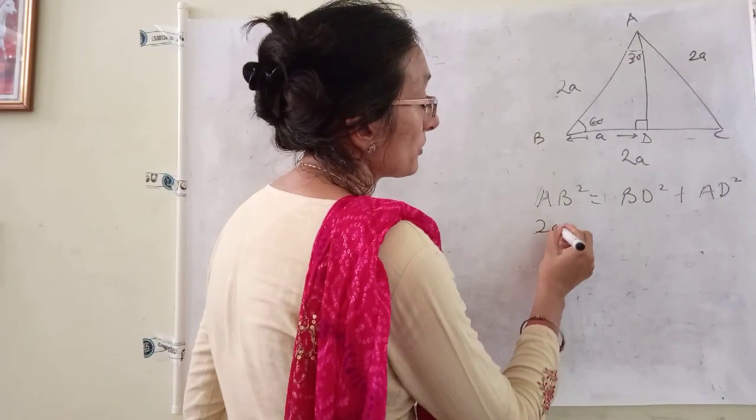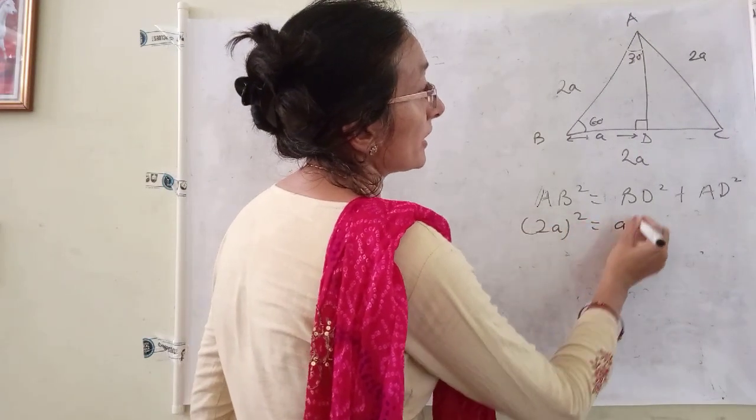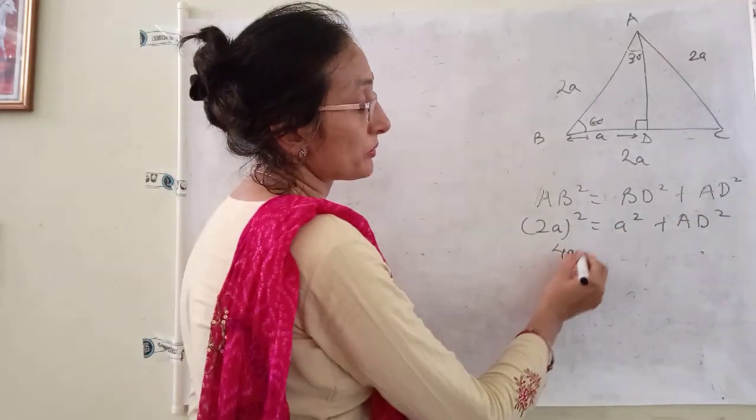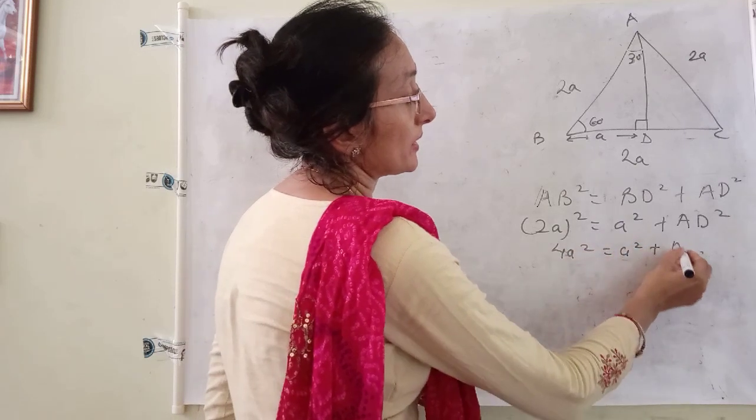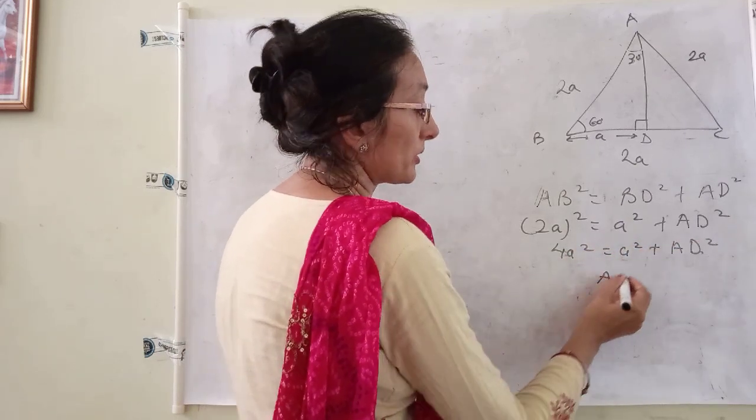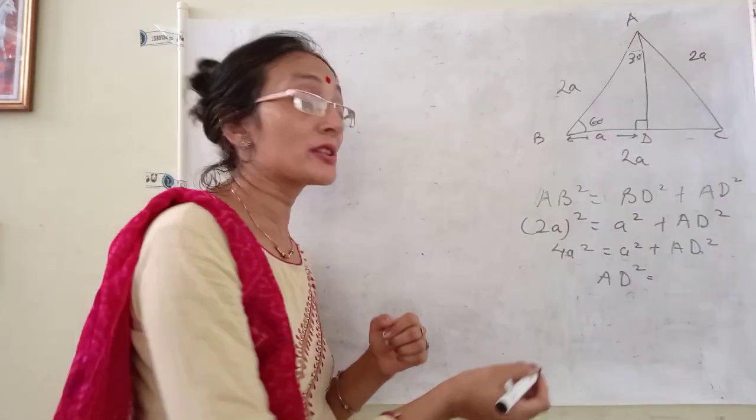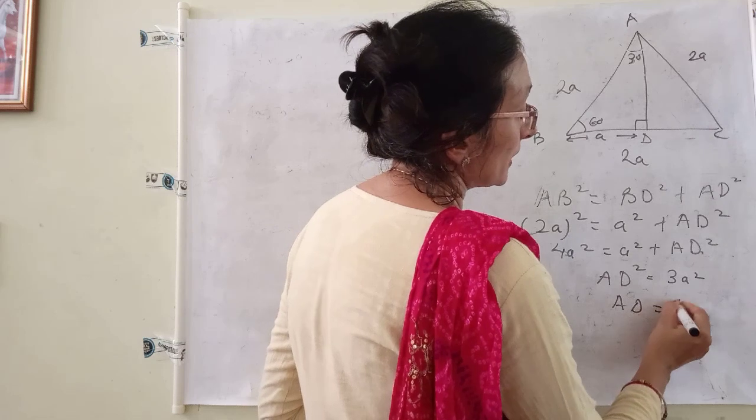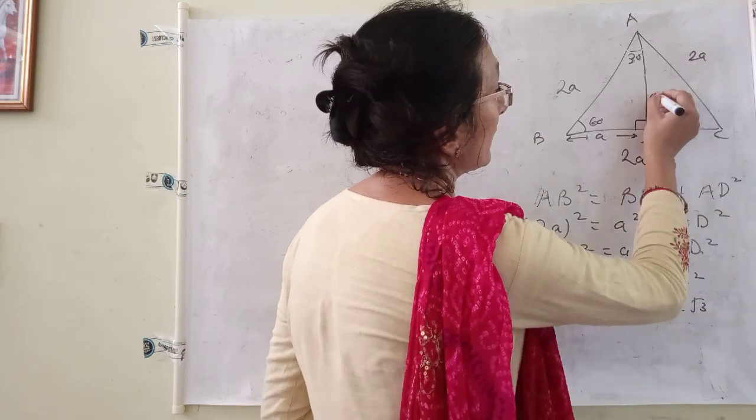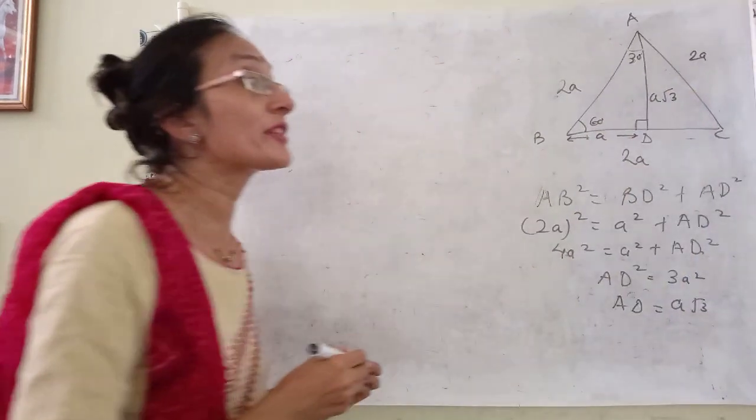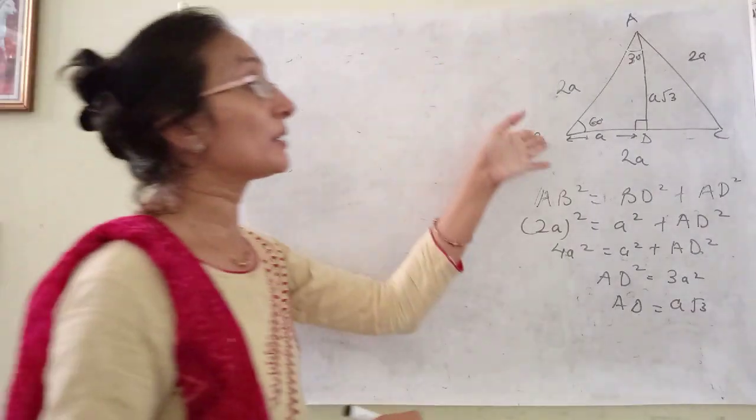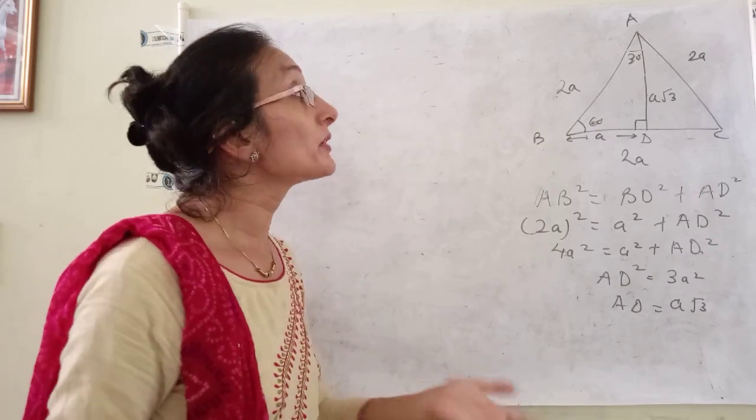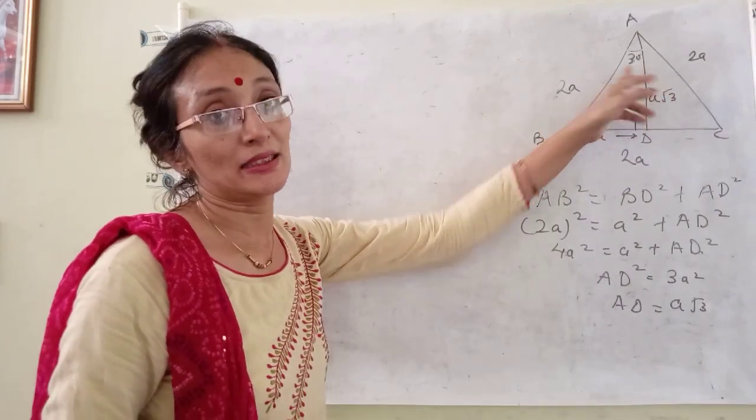So AB square is 2A whole square, BD square is A square and AD square we have to find here. So this is 4A square, A square plus AD square. So AD square will be equal to 4A square minus A square, 3A square. So simply AD will be equal to A root 3. Right, here A root 3. Now we get a very simple triangle ABD in which all the three sides are given, and this is a right angle triangle. We will find this angle 30 degree.